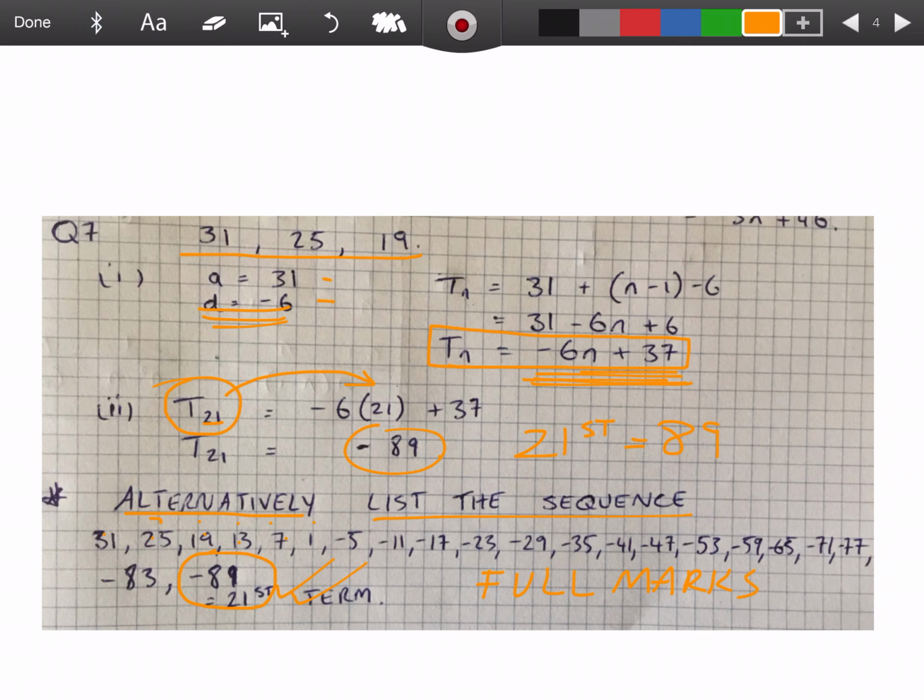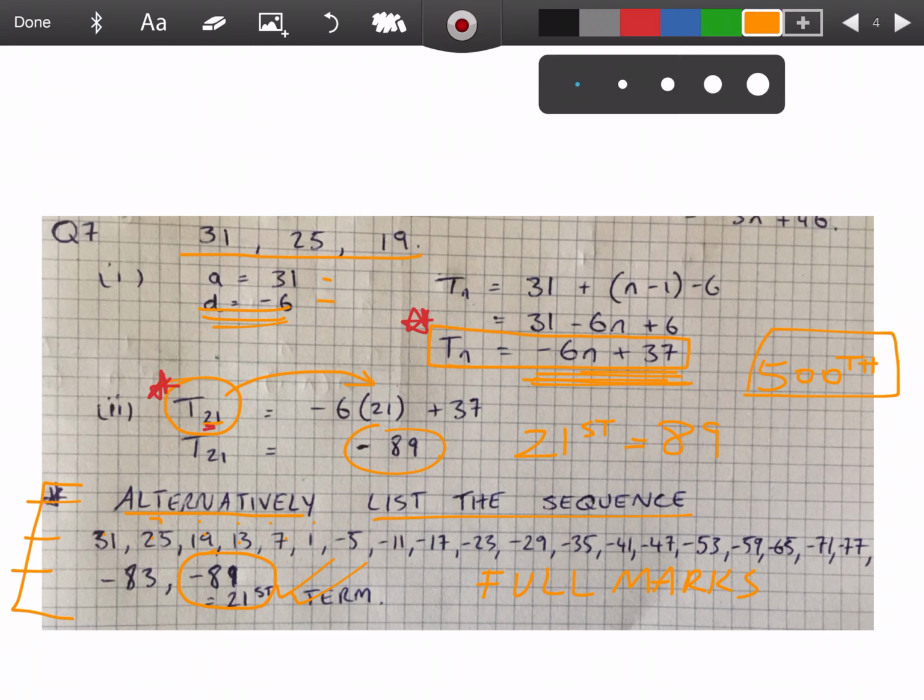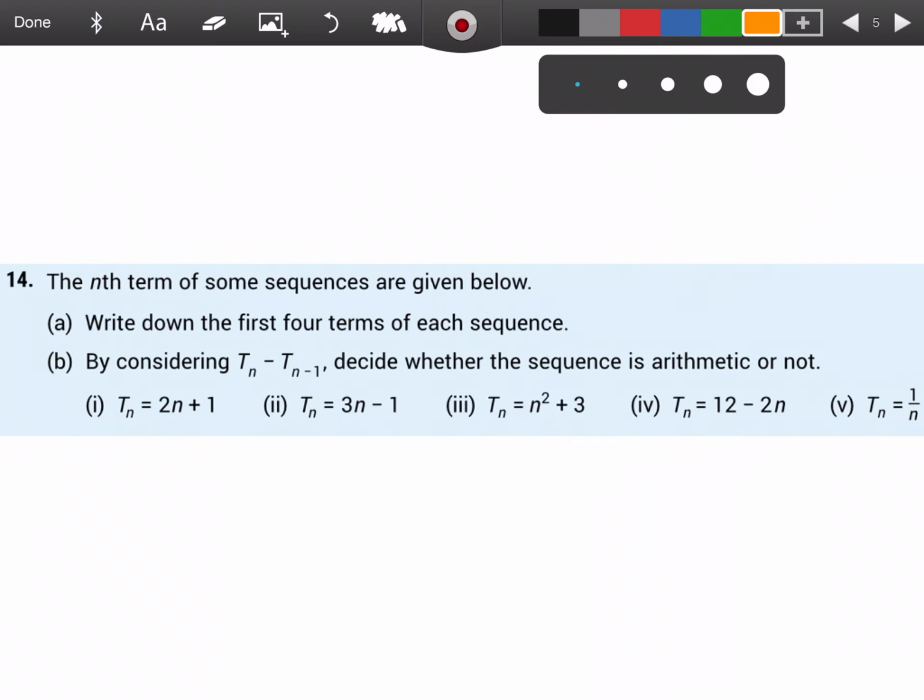imagine that they asked you for the 500th term. If they asked you for that, you'd be doing this method for a very long time. So I would strongly urge you to go about doing it the way I've done up here. Get your general term, and then fill it into the formula based around what term that you're looking for. So that's that. Question 7, done.